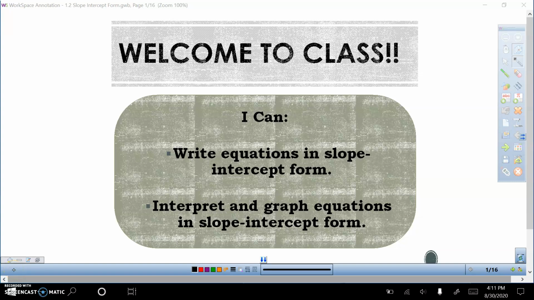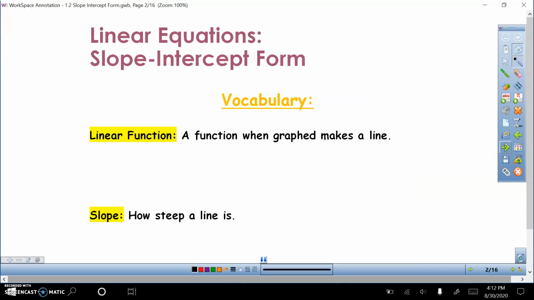Hey all, in this video we're going to focus on two things: writing equations in slope-intercept form and interpreting and graphing equations in slope-intercept form. So really, we're focusing on slope-intercept form. So first, let's get a little bit of vocab.